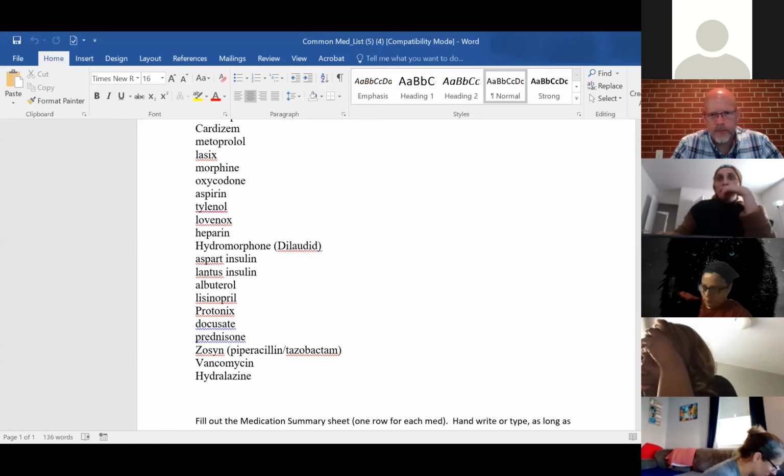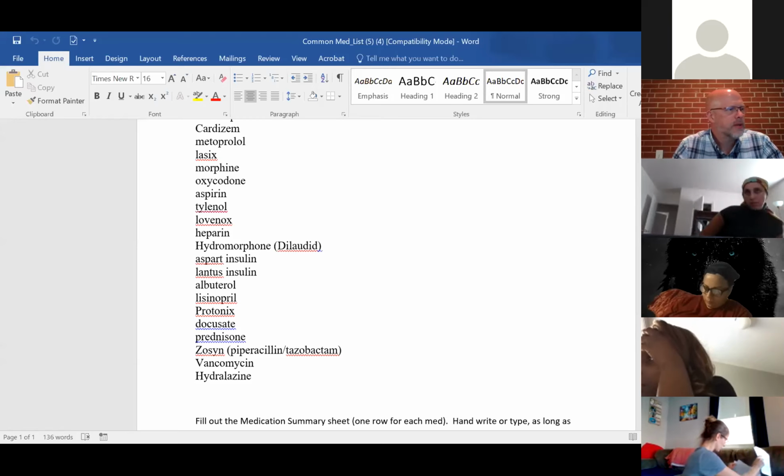I had a question about where do you find the medication summary sheet? I was looking for that earlier, but I didn't see it. Medication summary sheet, where did you hear about that and what is it? It's at the bottom of this document. Oh.